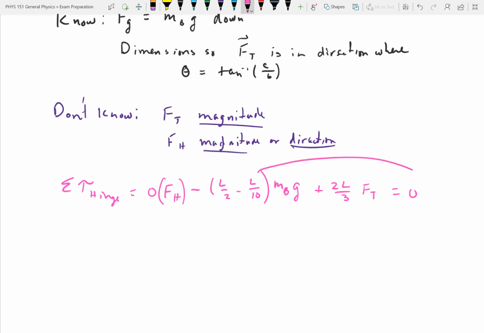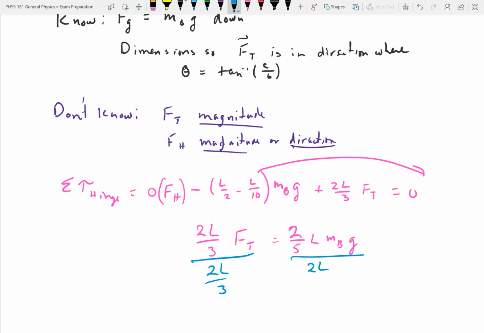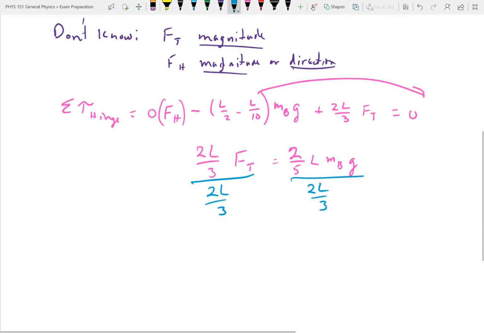So just moving this across for the first step, I have 2L over 3 force tension is equal to, let's put 2 over 5L, right? Because L over 2 minus, that was 4 over 10, which is 2 over 5L mbg. And so then I want to solve for Ft, so I have to divide both sides by 2L over 3. And that gives me force of tension equals, notice the 2L's are going to cancel. So force tension, and of course this canceled.